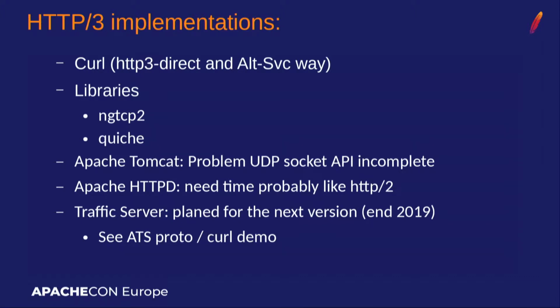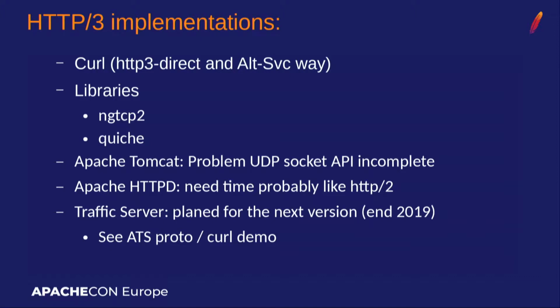Since recently, curl can do HTTP3, either directly connecting using UDP or using the alt-service way, by sending a GET request, reading the response, and reconnecting using UDP. You need some extra libraries in most cases. To use curl, you can do it using Quiche or ngtcp2.